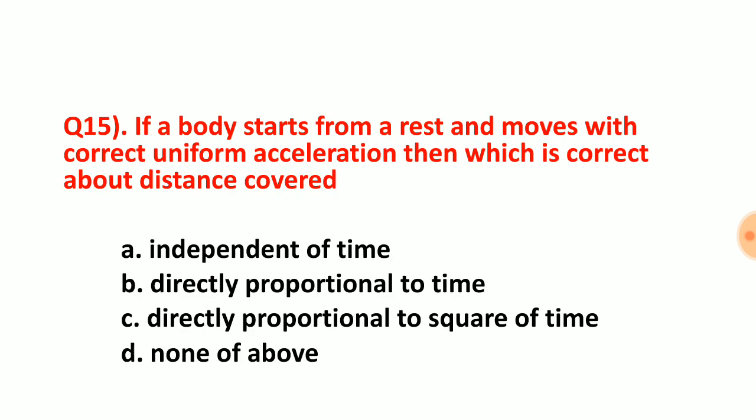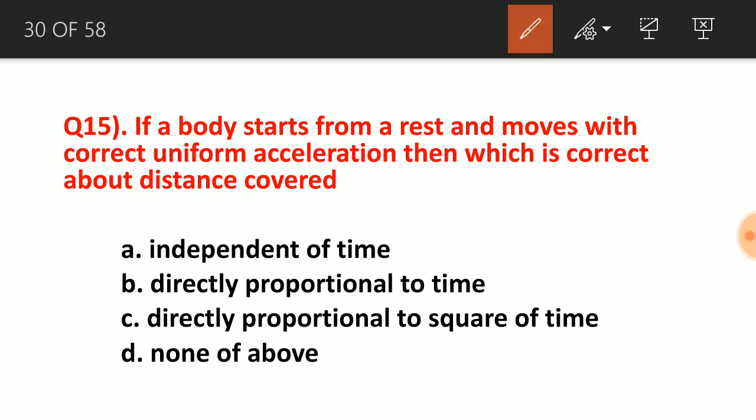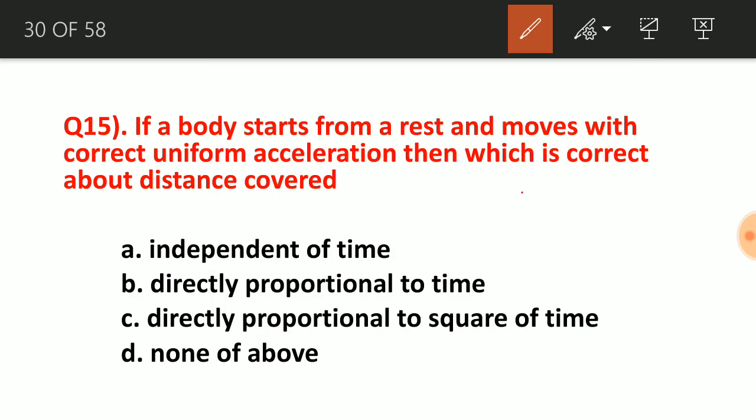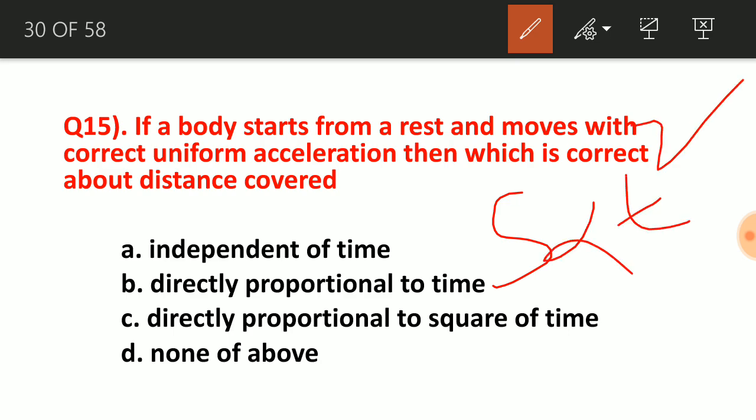Question number 15. If a body starts from rest, meaning initial velocity is 0, and moves with uniform acceleration, which one is correct? We know that our formula is S equals ut plus half at square. Our u is 0, and a is uniform, meaning half into a is also constant. So S must be directly proportional to t square, because u is 0 and a is constant.